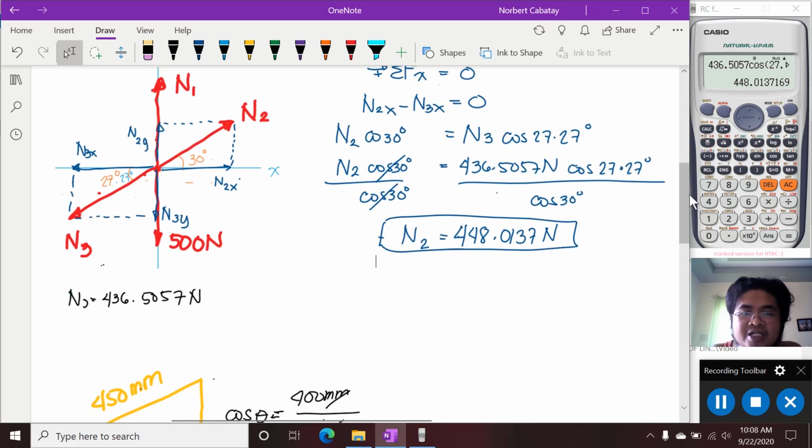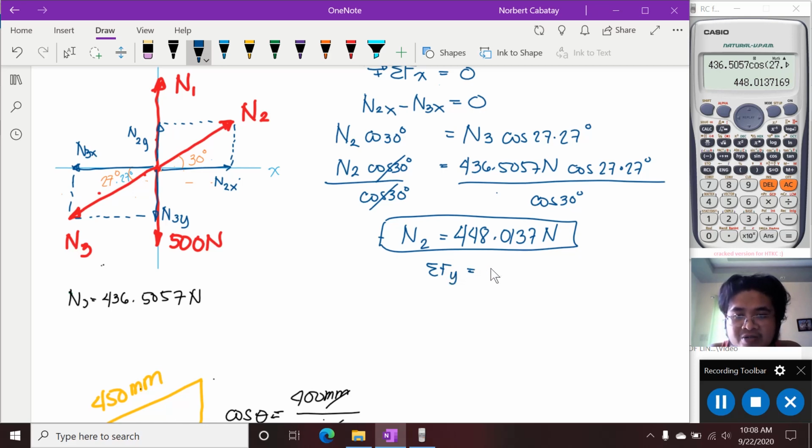Kung alam mo na to, you can go straight doon sa N1. So, by summation forces Y rather is equal to 0. Equilibrium yan. So, positive upward. So, ano mga upward forces natin? N1. Tapos, meron tayong N2Y. Tapos, meron tayong negative N3Y. Tapos, meron pa tayong negative 500 newtons. O, huwag kakalimutan lahat. 500 newtons is equal to 0.